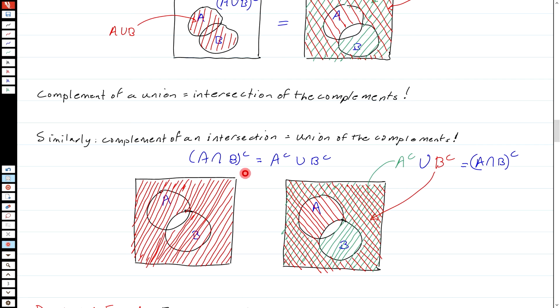So the complement of the intersection is everything except the intersection, so all the red stuff here. A complement is everything outside of A, and B complement is everything outside of B. So the union is everything that has red or green in it, or both. And the only place that doesn't is this space, the intersection here. So that is basically the same as what we have over here.